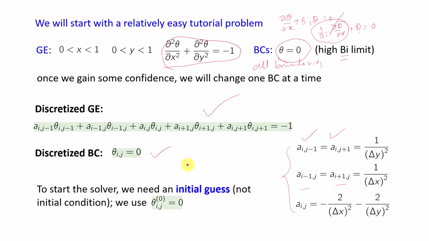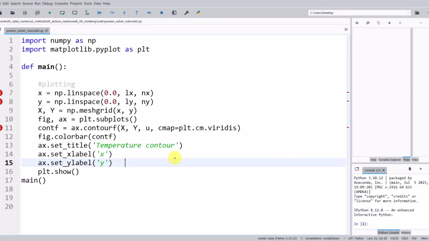Of course, here we do not have an initial condition. This is not a time dependent problem, so we cannot have an initial condition. What we have instead is an initial guess, and for our solution we'll take this initial guess to be 0. So now I'm about to start writing the program.